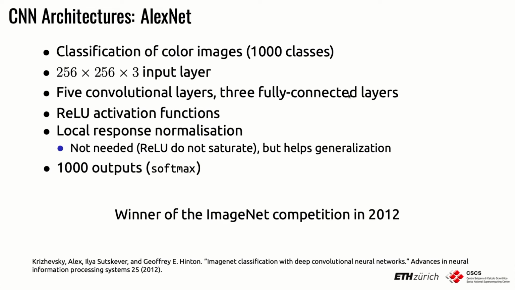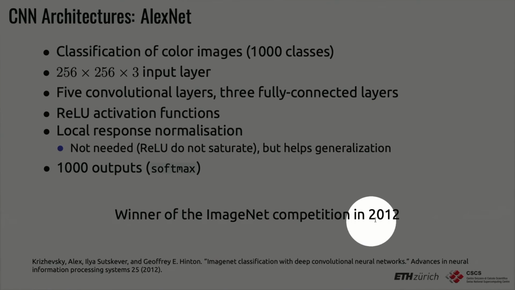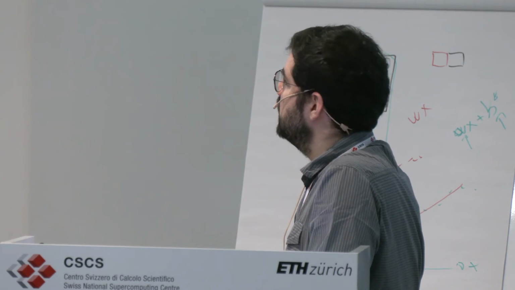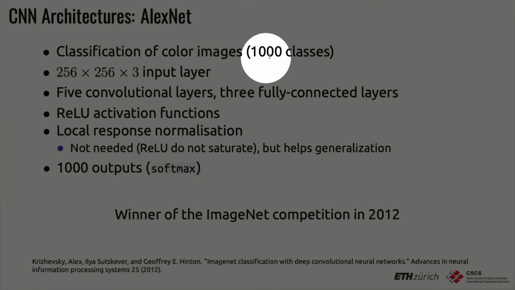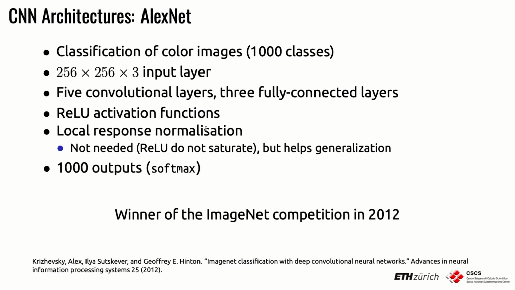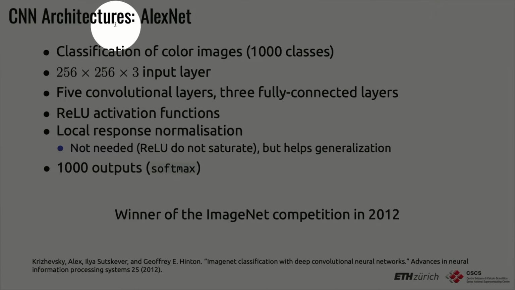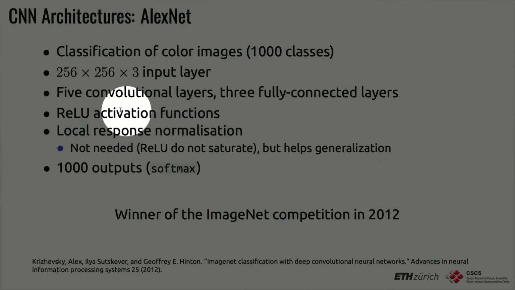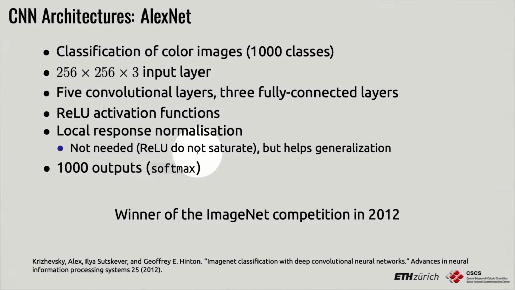Another very famous architecture, and this one won the ImageNet competition, which is a much more challenging competition than the MNIST dataset, on real images. And there are 1,000 classes, so not just 10. The size of the images is much bigger than what's in MNIST, and they are color images, so this is why there are 3 channels. And well, the architecture is kind of similar. There are convolution, fully connected layers, ReLU activation functions, and then there is something that is called local response normalization.